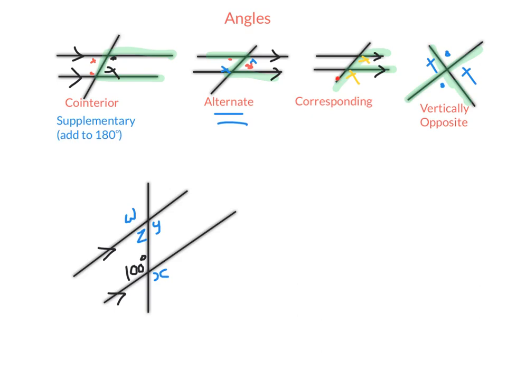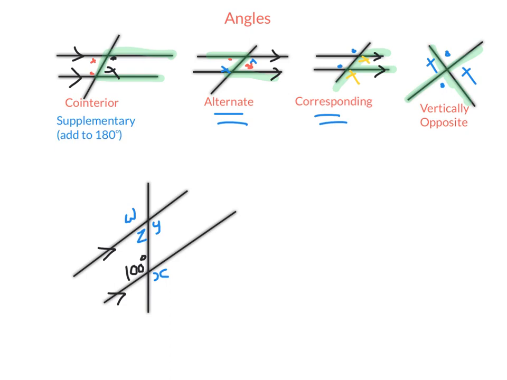Corresponding angles make an F shape like this. Once again, it can be a back to front F. So like this angle here and this angle here would be corresponding. It can also be an upside down F. Corresponding angles, like alternate angles, are equal. So if this angle here was, say, 100, this would be 100. If this was, say, 80, this would be 80.